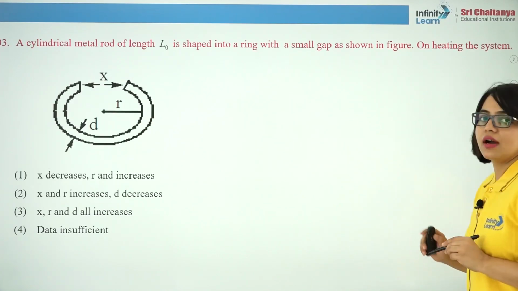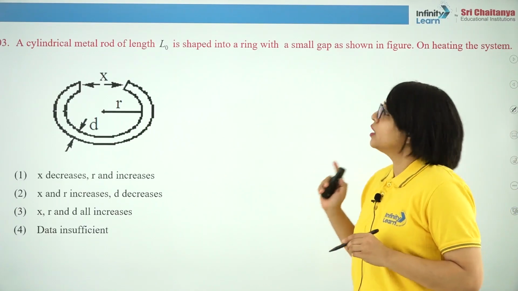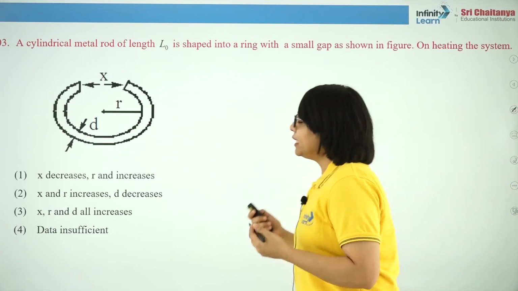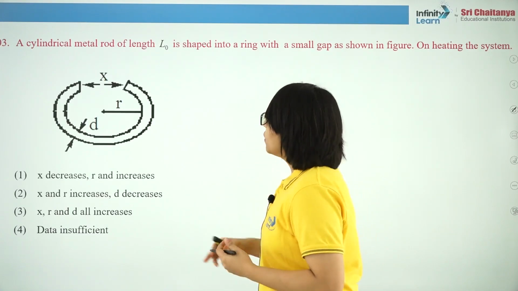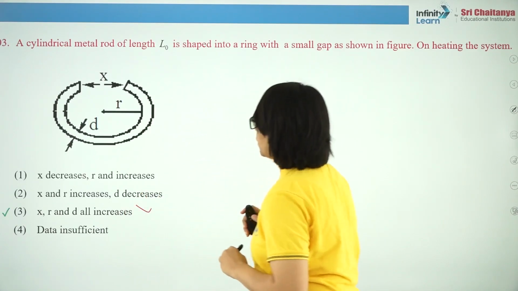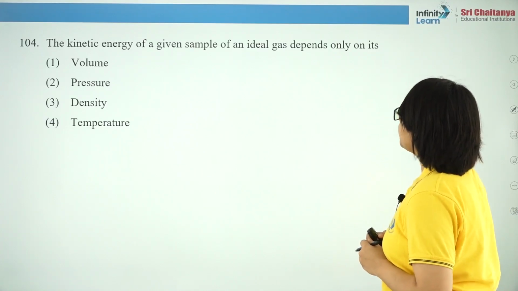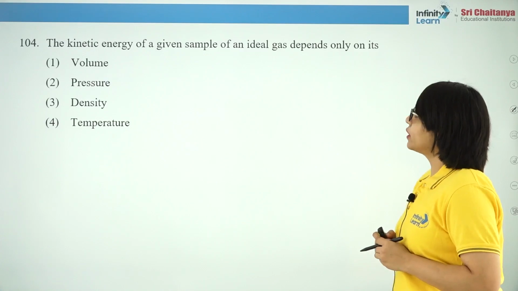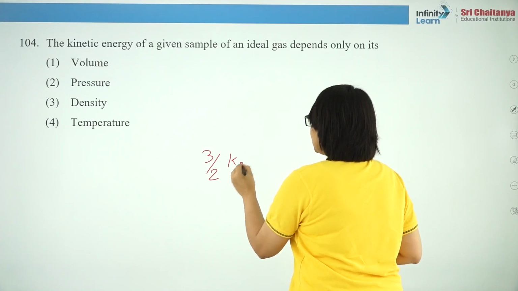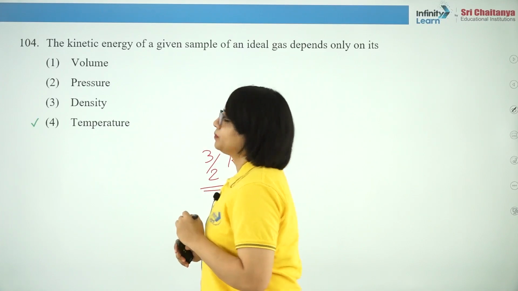Next is 103. A cylindrical metal rod of length L0 is shaped into a ring with a small gap as shown in the figure. On heating the system, thermal expansion will be there. So, X, R and D all will increase, which is option 3. Okay. Next is 104. The kinetic energy of a given sample of an ideal gas depends only on its temperature, and is given by 3/2 kBT. So, it depends on temperature, which is option 4.